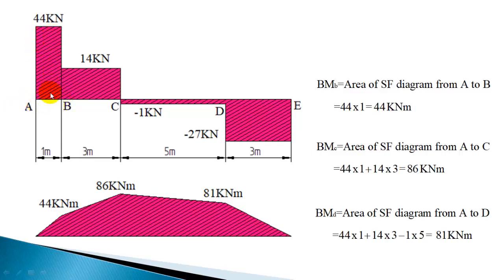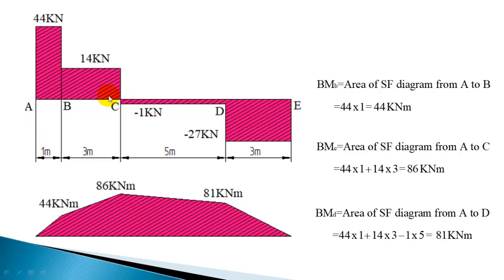So 44 into 1, that is the area of this part, from left hand to section B. The area of the shear force diagram from A to B is 44 into 1. It's a rectangle, 44 into 1. So 44 kilonewton meter, that is the bending moment at B. So bending moment at B is the area of this rectangle, 44 kilonewton meter.